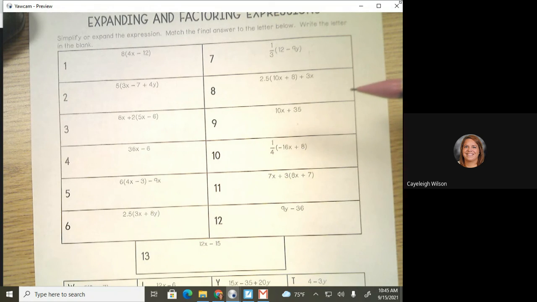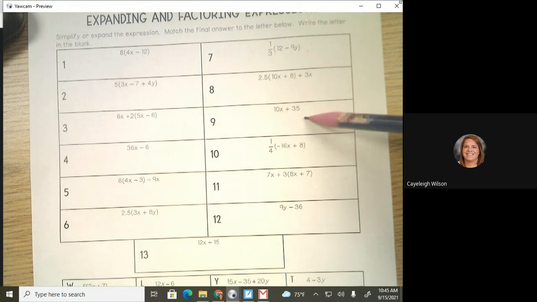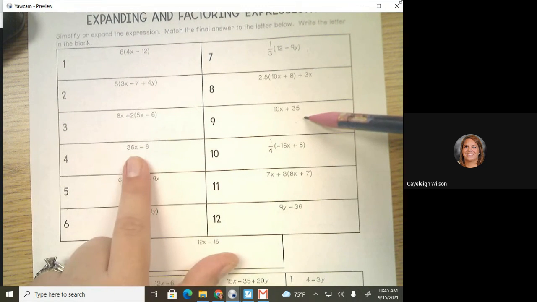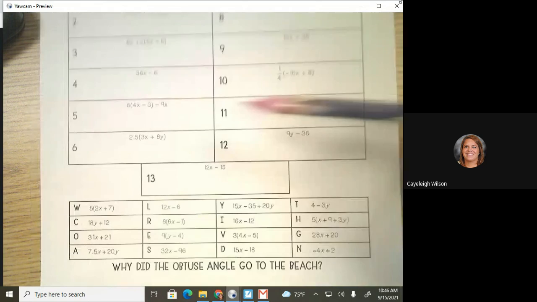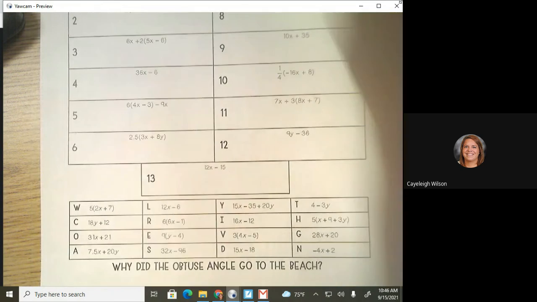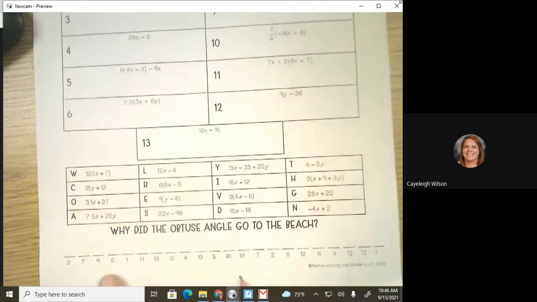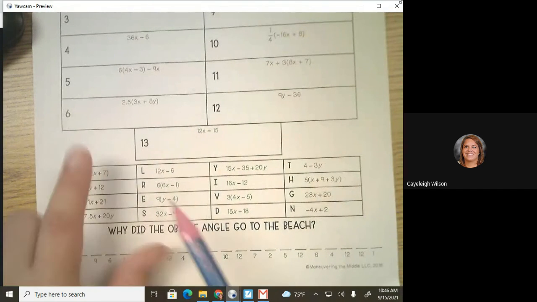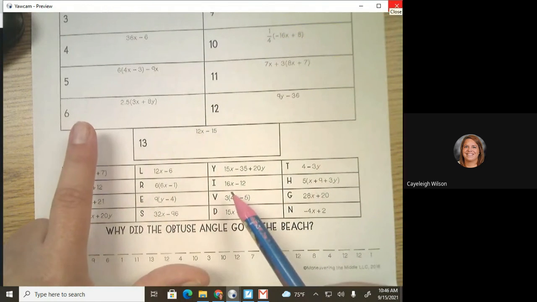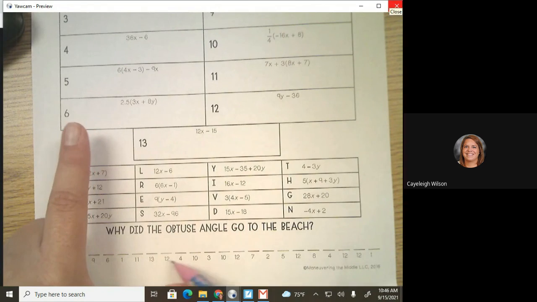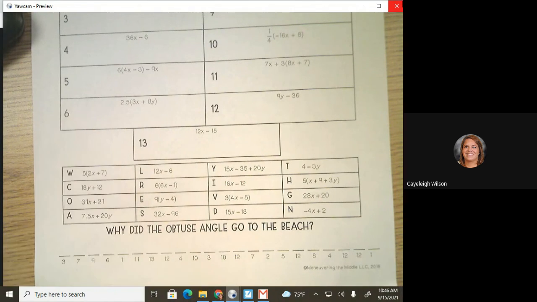If you see parentheses, you need to distribute. Like on number 9 or number 4, it does not have parentheses, so you're going to do what we did today, greatest common factor. Does everybody understand what I'm saying? And then once you get your answer, you're going to find your answer down here, and then you're going to write it on the line. So if the answer to number 6 is, I don't know, D, you would go down to 6 and put a D on number 6.